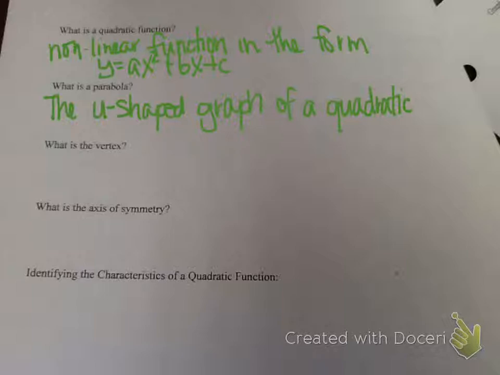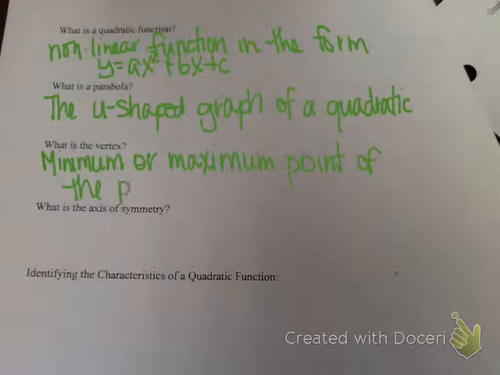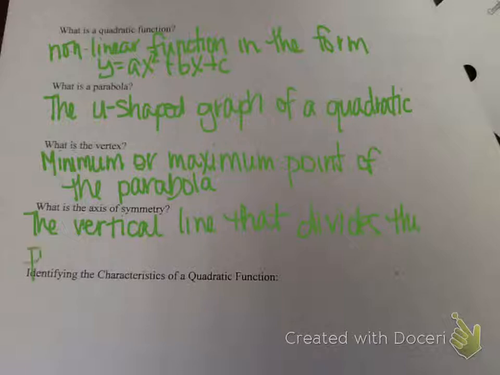The vertex is the minimum or maximum point of the parabola, and the axis of symmetry is the vertical line that divides the parabola into two symmetric parts.